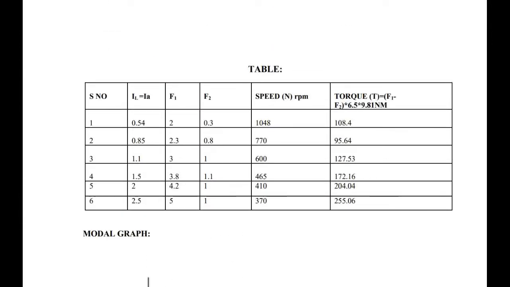So note down the corresponding values, that is IL is equal to IA, the armature current is equal to the load current, F1 and F2 are the weights, and the speed of the motor. The speed is measured with the help of the tachometer. We can determine the torque with the help of this formula: torque is equal to F1 minus F2 into 6.5 into 9.81 Newton meter.